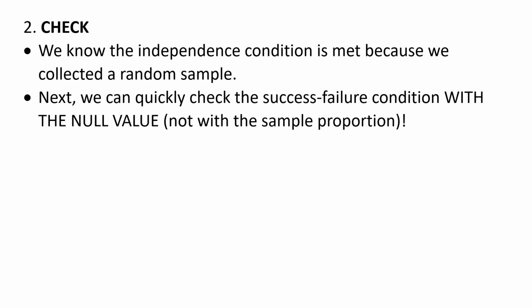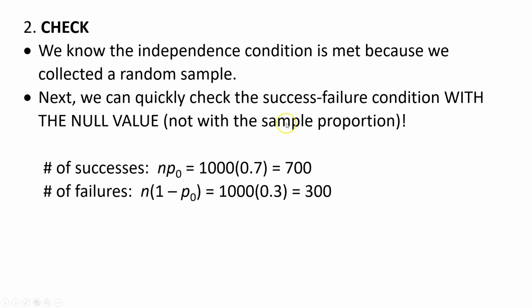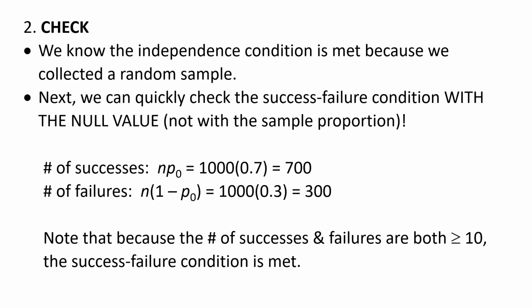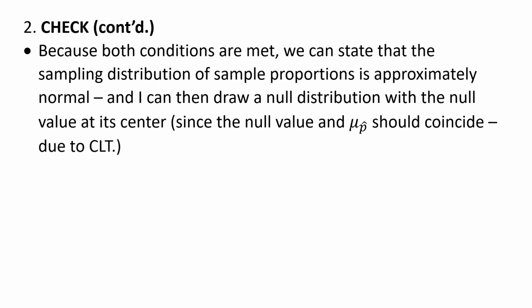However, we need to be careful because although we used the sample proportion when constructing confidence intervals, for hypothesis tests, we use the null hypothesis value, which in this case was 70%. So plugging that value in for p subscript 0 in the formulas for success and failures, we find that there are 700 successes and 300 failures, which represent numbers of voters, of course, in that sample. So in this case, because those values are both greater than or equal to 10, the success-failure condition is met.